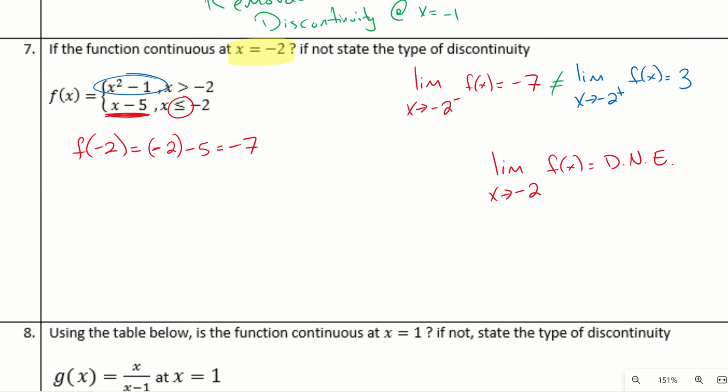And so since it's not continuous, but the function is defined, but there is no limit, then we can say that we have jump discontinuity at x equals -2. And the reason we knew that it was jump discontinuity is because if you look at both left and right separately, there is a limit, just not a general limit.